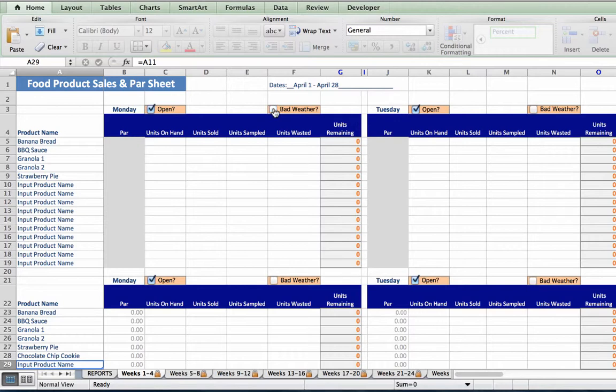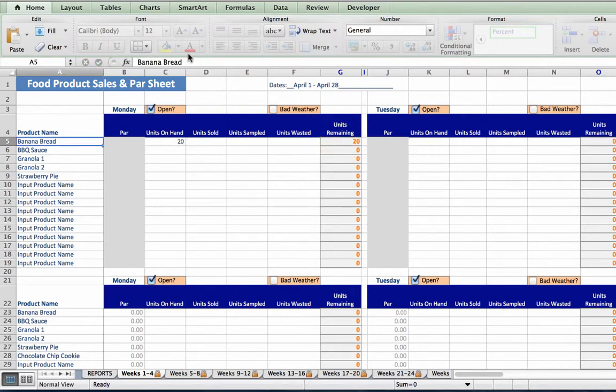So on this Monday, we are open. The weather is going to be good. So now I'm going to type in, how many units do I have on hand? So what's my inventory? How much do I have ready to go? How much might I be bringing to the farmer's market or putting out on my store shelf or making available for online sales? We'll say I've got 20 slices of banana bread. In these cells, you can only put numbers. So if you put in 20 slices, you're going to get this value error. So this can only be a number.